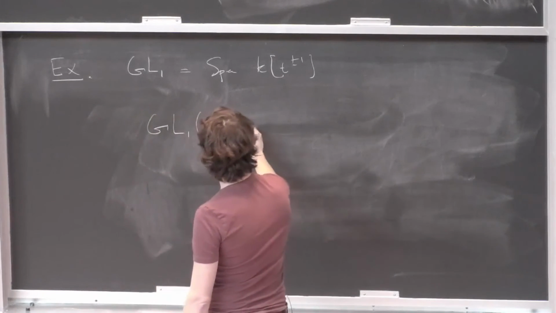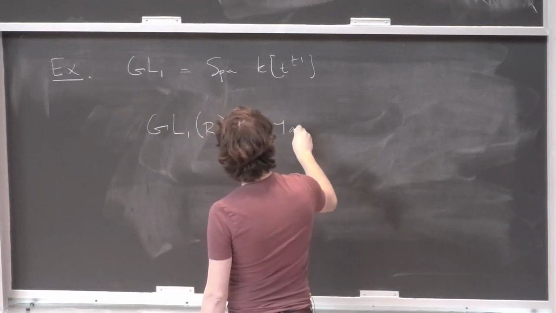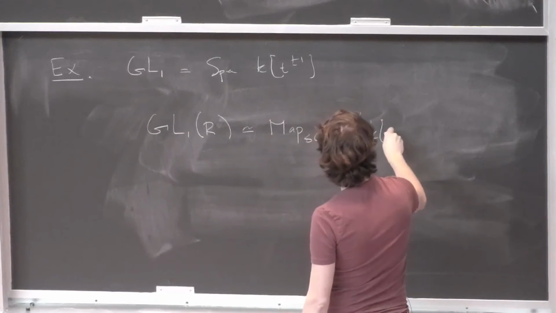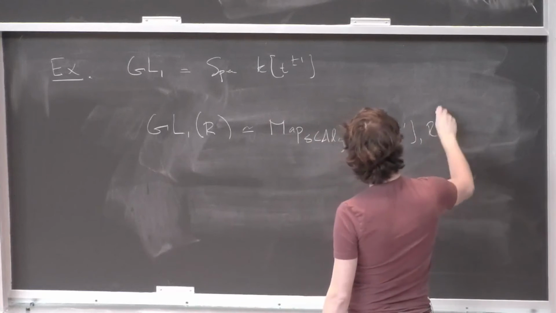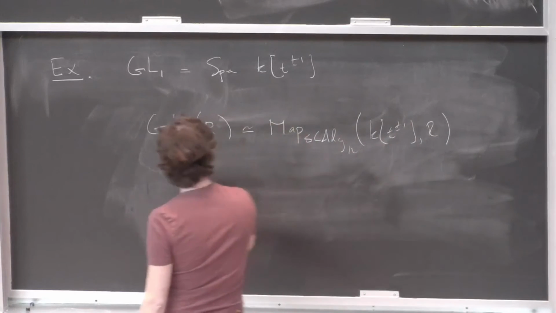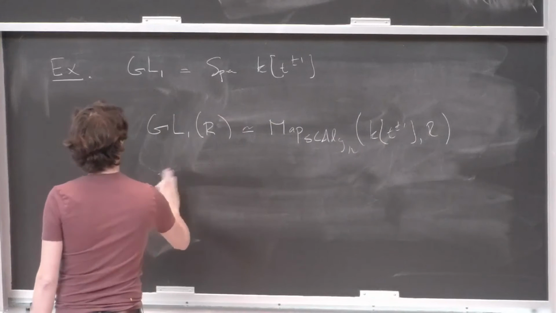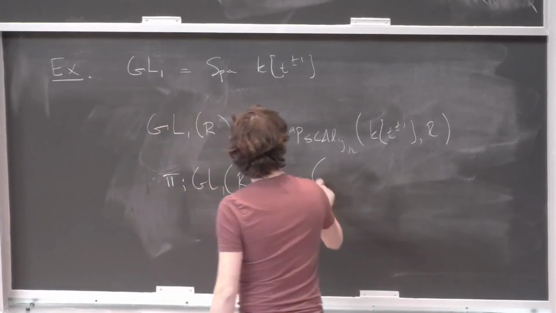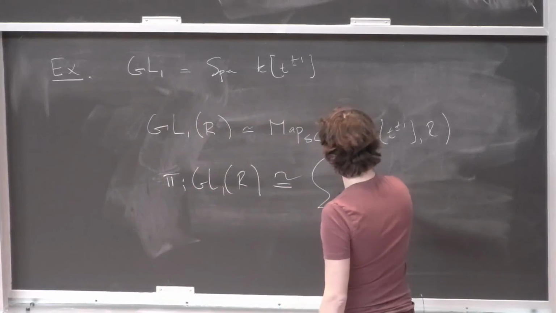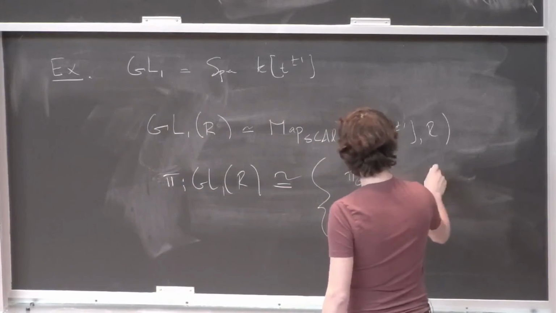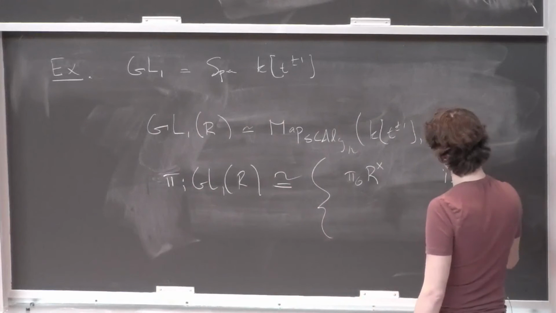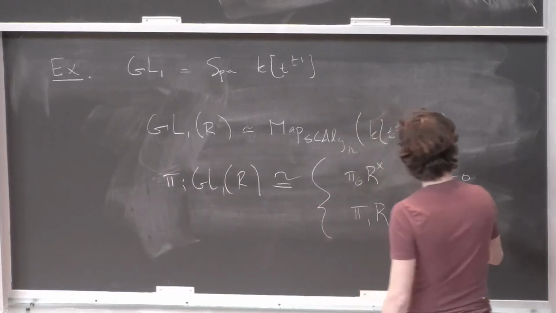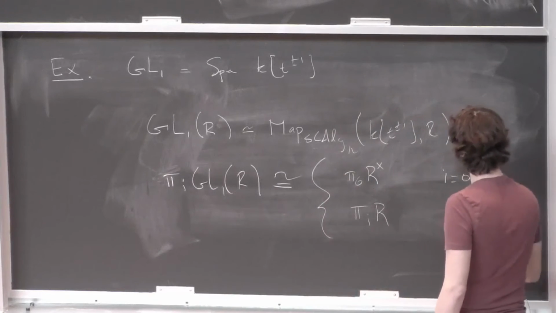By definition, this is maps in simplicial commutative K algebras from K t plus or minus 1 to R. And it turns out that if I take the homotopy groups of this, well, in degree 0, I get the units in pi 0 R, and in higher degrees, I just get pi i R.